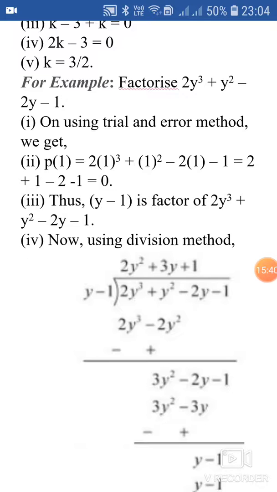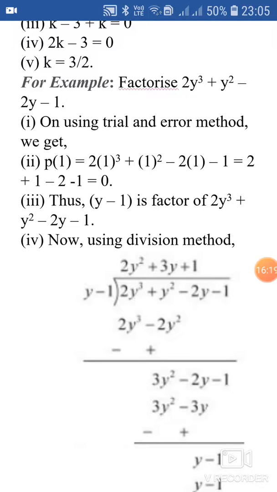Factorize 2y cube plus y square minus 2y minus 1. So the first step is the trial and error method. We will guess the value, and by guessing it means you have to put the value of the variable in the equation, and the answer should come equal to 0, and that will become the factor. For example, in the above example, 2y cube plus y square minus 2y minus 1, we have to put in a value. Here I have taken the value of y equals 1. So p(1) is 2 times 1 raised to power cube plus 1 square minus 2 minus 1. When we simplify, the answer comes 0.